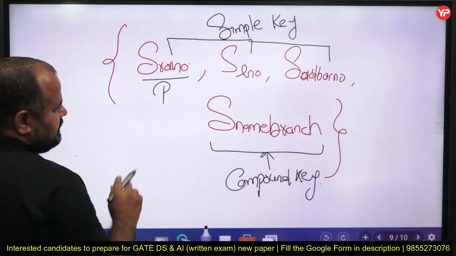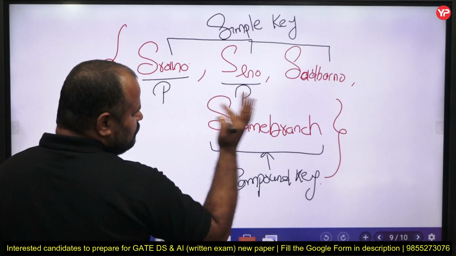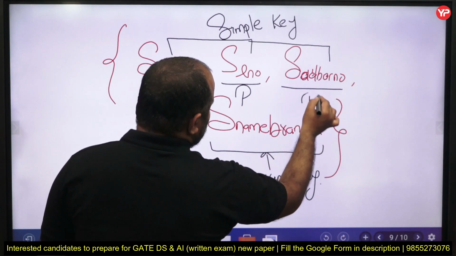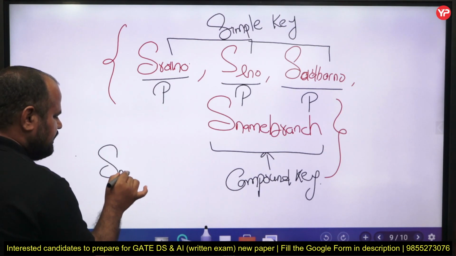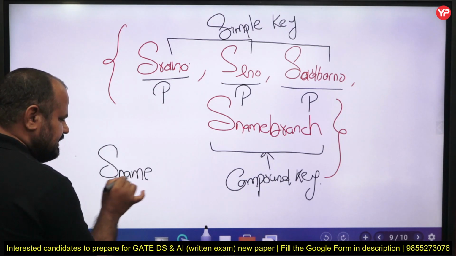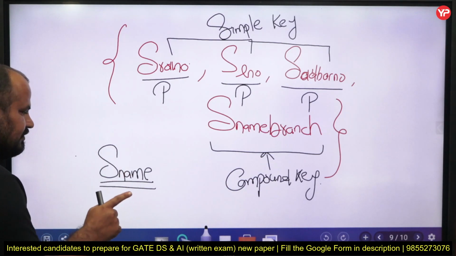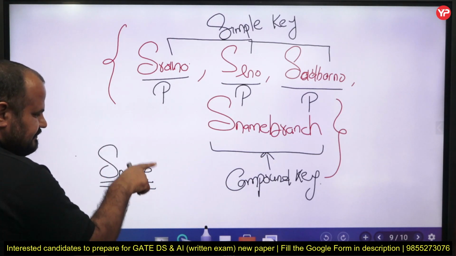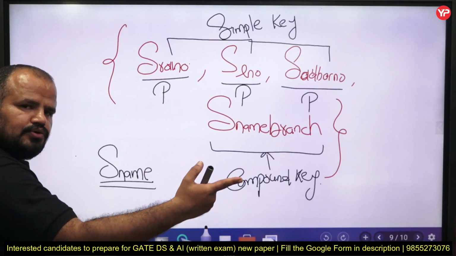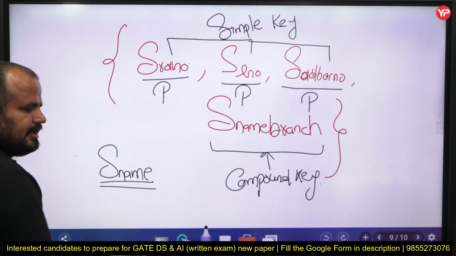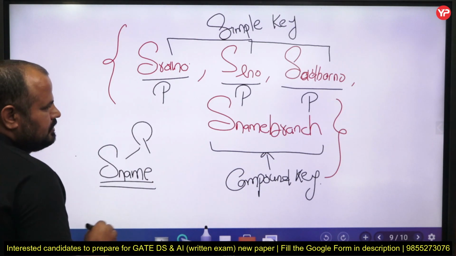Now tell me, is S roll number a prime attribute? Yes, because it is used to make a key. S license number? Yes, it is used to make a key. Now tell me, I have an attribute in my table as S name. Is S name a prime attribute? Yes, even though S name itself is not a key, it still participates in making a key. So it is also a prime attribute.